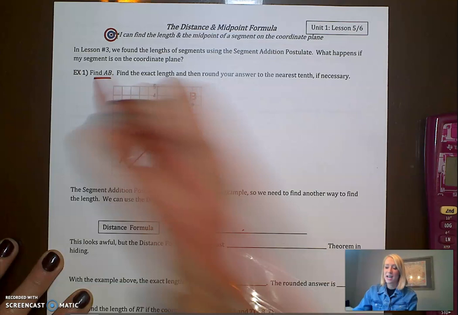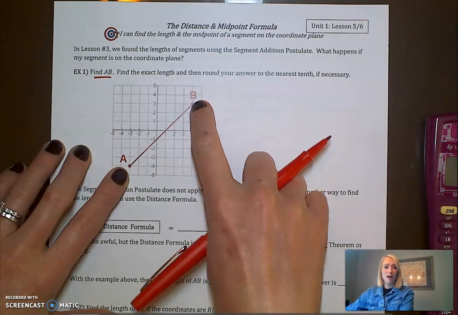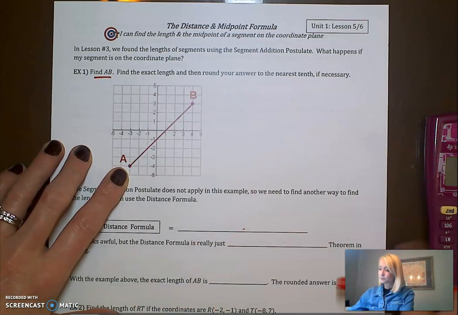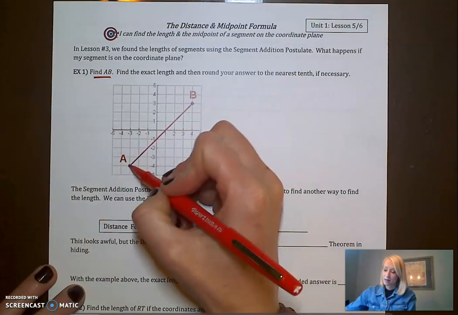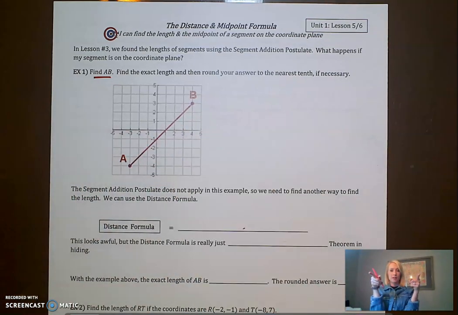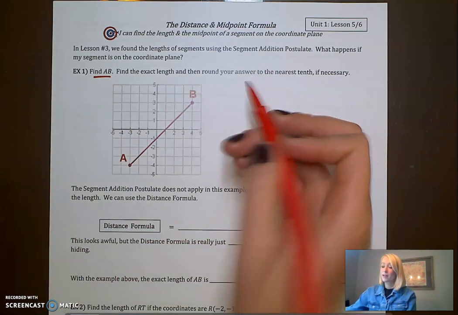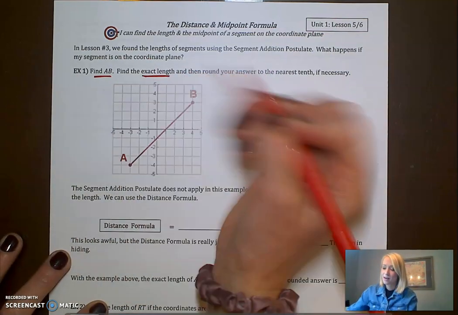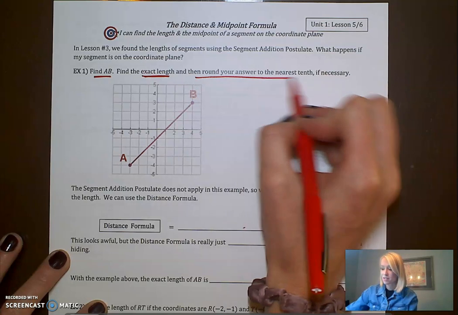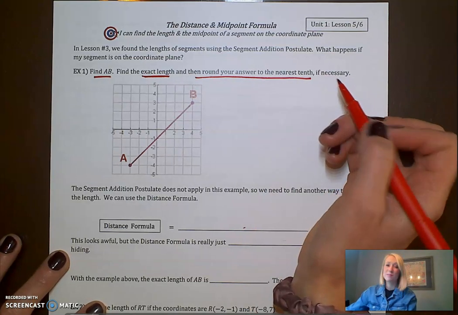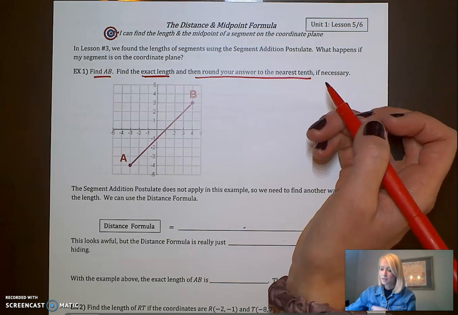So example 1, let's jump right in. It says find AB. That means how long is segment AB here? Now, I can't just count it like I did when it was on the number line, just because it's a slanted segment. So you're not going to be accurate if you just kind of estimate and try to count. So we want to find the exact length here, and they want us to round it to the nearest tenth. So sometimes you have to write the answer 2 ways.